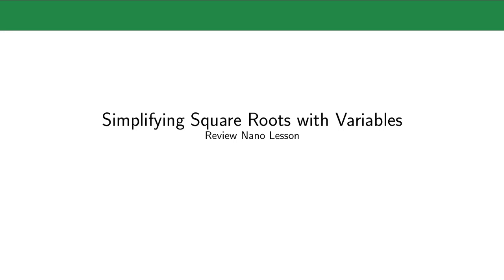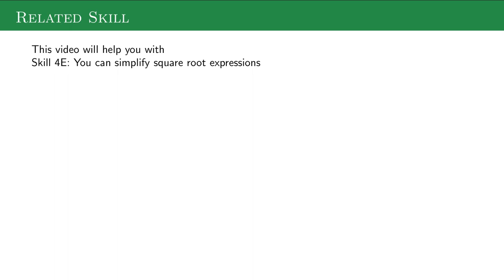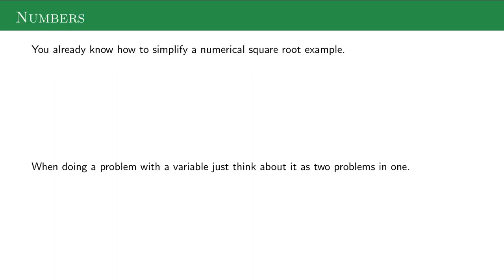In this speedy review video, we're going to talk about simplifying square roots when there's a variable involved. I'm just going to help you with skill 4E. We already know how to solve a numerical square root example. When doing a problem with a variable, I just think of it as two different problems in one. I can do the numbers and the variables separately.